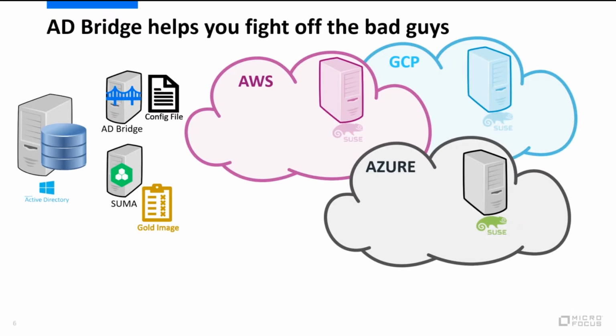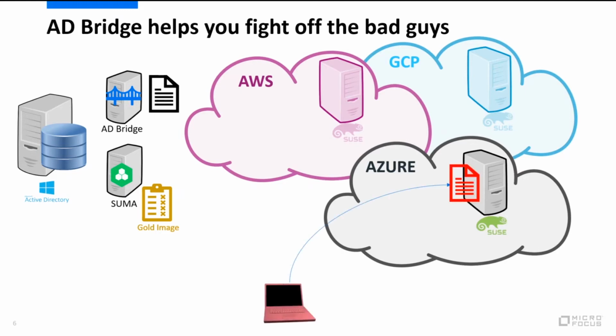So for instance, imagine you've got your SUSE Manager here, and that's going to roll out some gold images for you. With AD Bridge, you can identify some services, OS settings, custom application settings through a config file, and you can roll that out across your cloud, across on-premise, and that's absolutely fine.